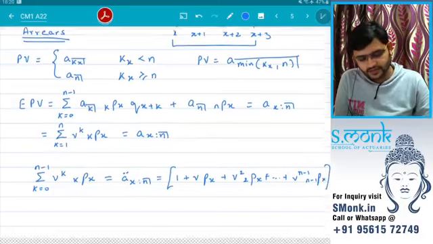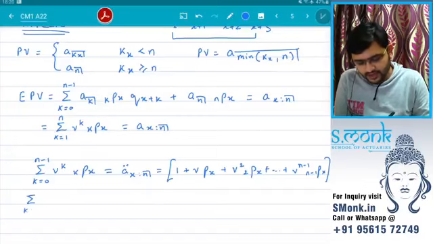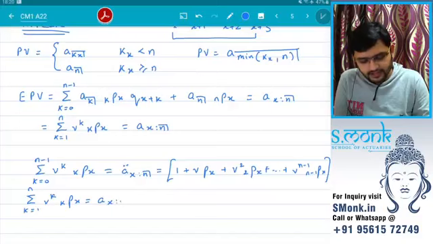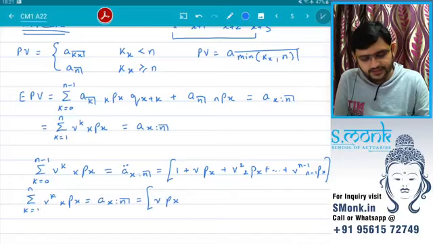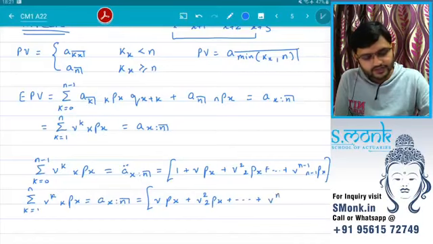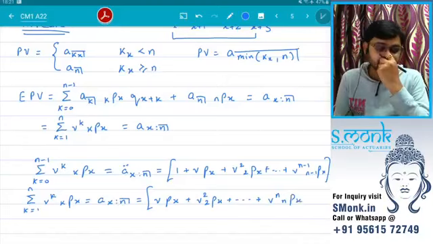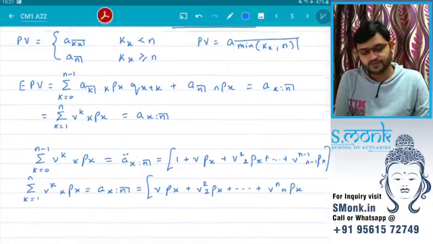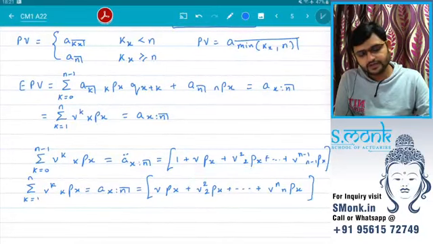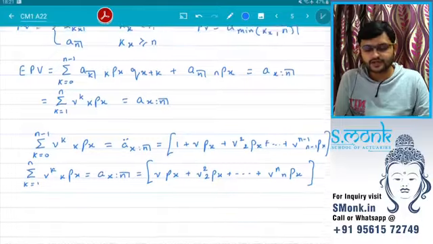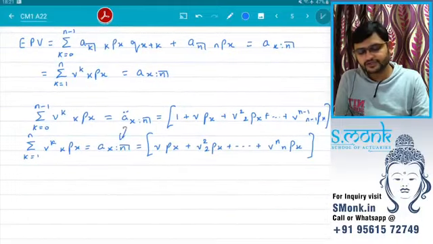px. Okay. Whereas when I am talking about summation K going from 1 to n, V raised to K, kpx, we are talking about annuity in arrears, ax n. This would be going from v px plus v square 2px and so on. The last would be v raised to n npx, because the payments are at the end of the year. This is also n years of payment, but you can see they are different. So we don't make a direct relation between these two.